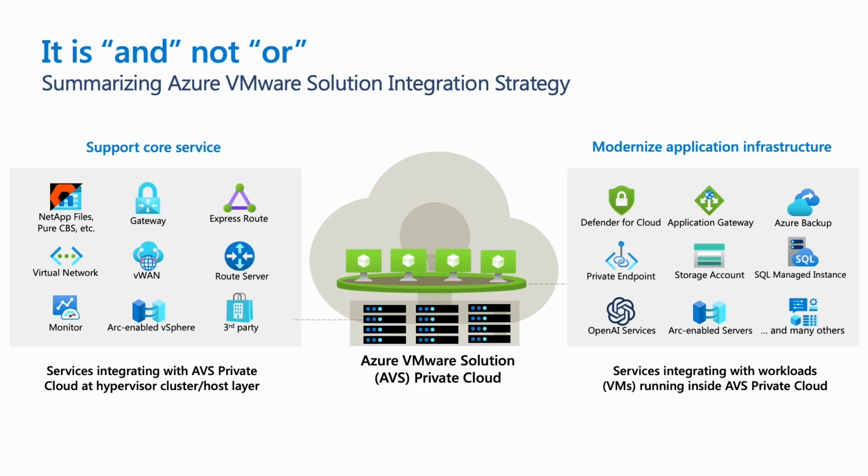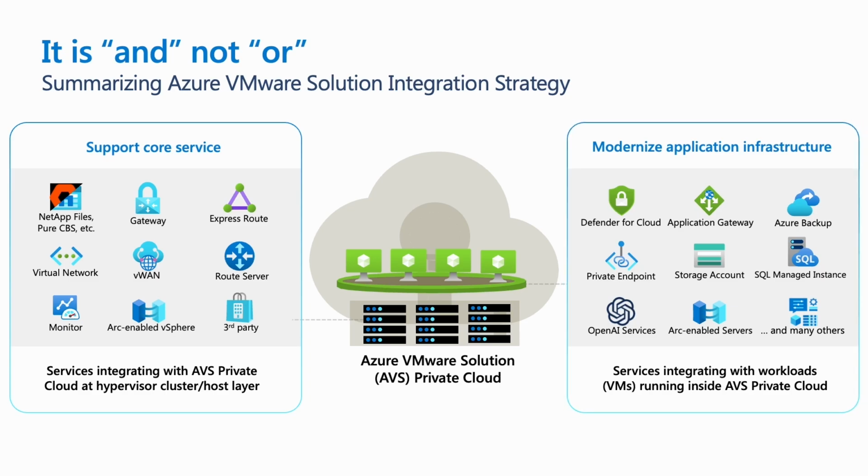Before we get too far, I do want to emphasize this point, and it's something that we touched on earlier. It is an and, not an or, when we're talking about a solution integration strategy. What I mean by that is, if we look at the middle of the screen here, this represents your AVS private cloud. As we were talking about previously, you have a lot of options in how you might do some sort of integration with your workloads. On one side of the slide, where it says support core services, there are examples like ExpressRoute and Gateway. These are some more specific examples of a service that you can use that's more at the private cloud layer.